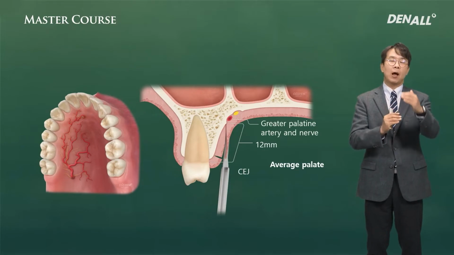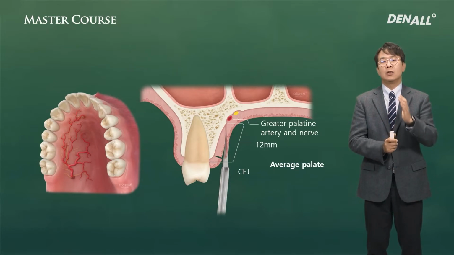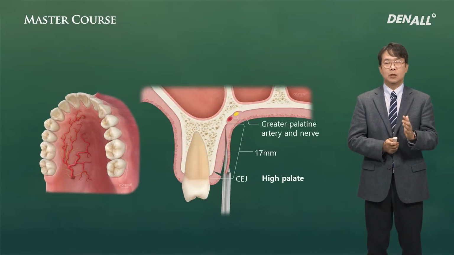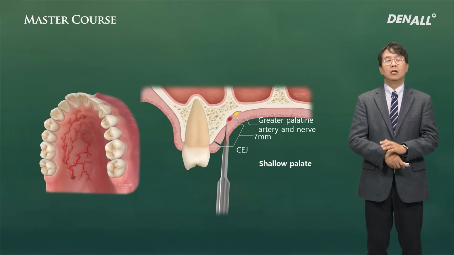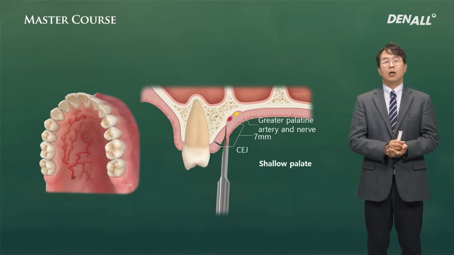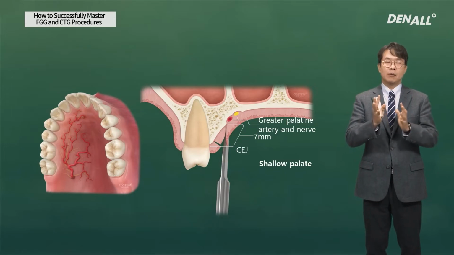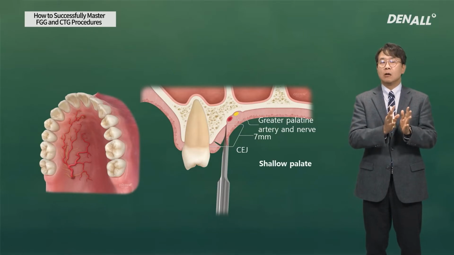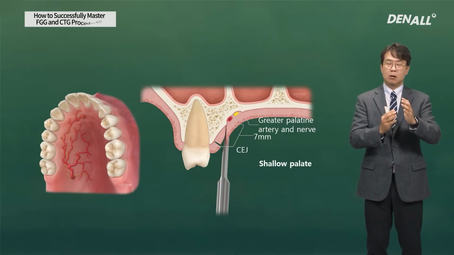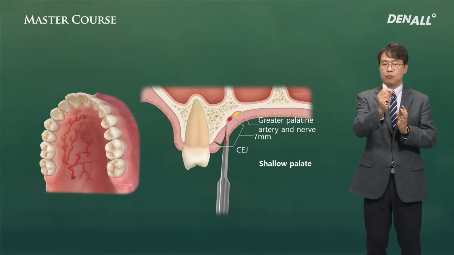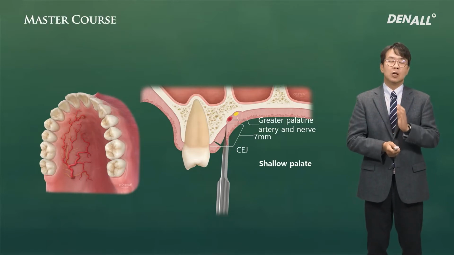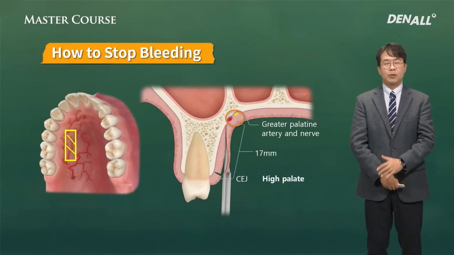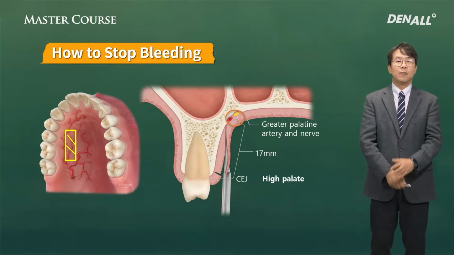It is 12 millimeters from the CEJ of the first molar for an average palatal vault. When the vault is deep, it is 17 millimeters. For a shallow palate, it is about 7 millimeters. It differs from person to person, so we cannot give you a definite number, but depending on the depth of the palatal vault, the important artery position is determined.